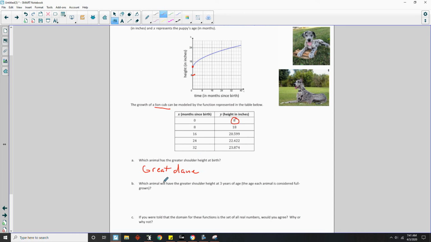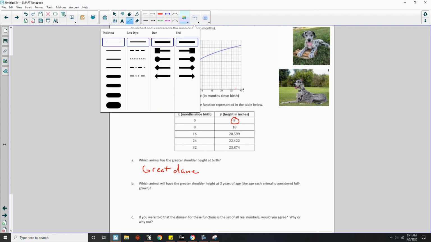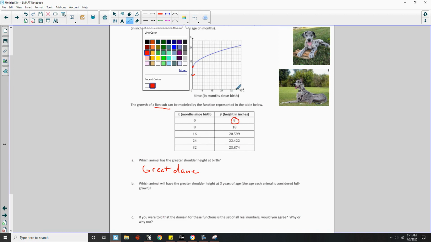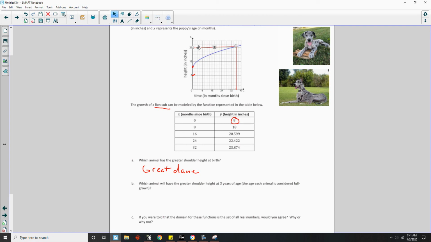Okay. B, which animal will have a greater shoulder height at 3 years of age? That's 36 months. So 32, 34, 36 is right here. So I like to, in my graph anyway, since I can do this, I like to draw a segment straight up from there over to there, and then see what that height is over here. It's very accurate when I do this, as long as I can do it. Right there. And so, as you can see in the graph, the Great Dane puppy at 36 months is just over 24 inches in height.